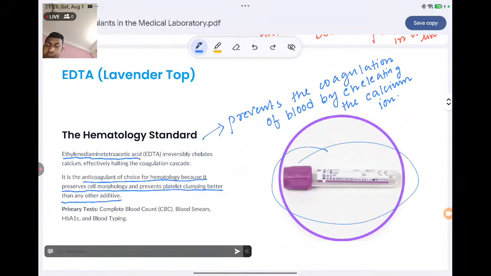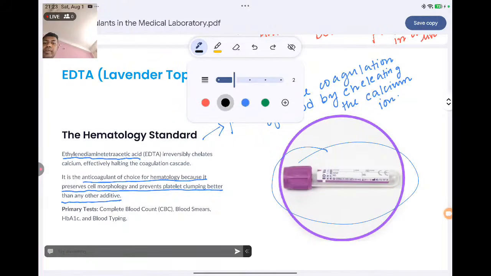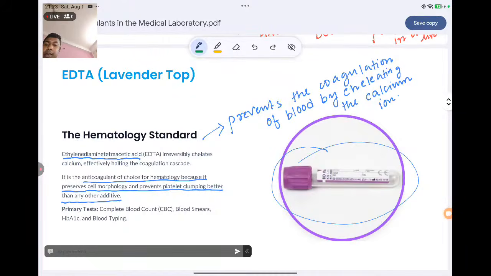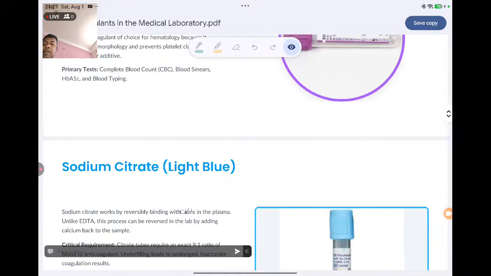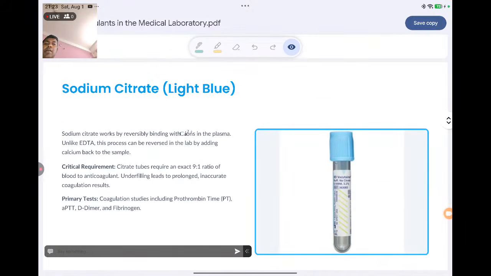And the primary tests which we can do with EDTA are the complete blood count test, blood smears, HbA1c, and blood typing. Now I will jump to the next slide, and the next slide contains the tube named light blue tube, which is known as sodium citrate.